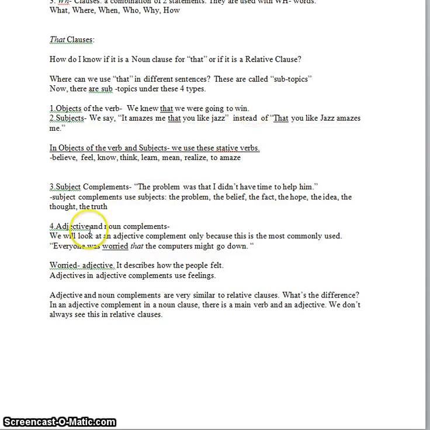Now let's look at subtopic 4. Adjective and noun complements. In your book, it talks about adjective and noun complements, and that's on page 266. But we are only going to look at adjective complements because it's the most commonly used part of that clauses. So adjectives are what we're going to find in adjective complements. What are adjectives? Well, in this example, they're going to be feelings.